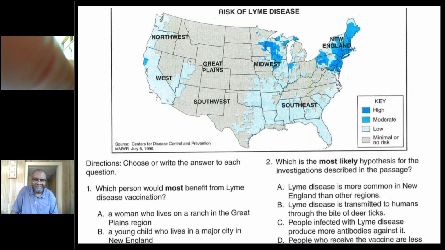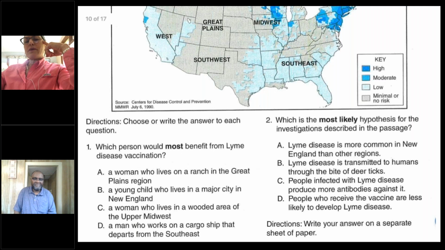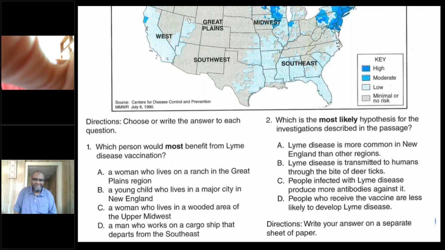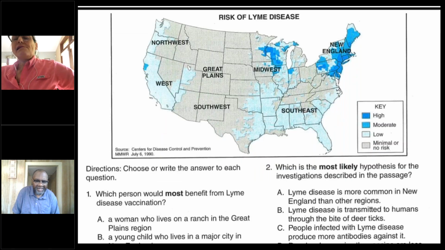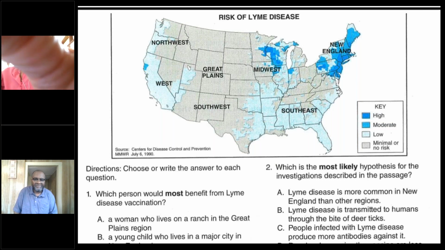So now I'm going to read the question, and then I'll show you the map again. Which person would most benefit from Lyme disease vaccination? A, a woman who lives on a ranch in the Great Plains. Let's look at that. You see the Great Plains area? And what kind of risk level do they have? They have a low risk area. So would she benefit from a Lyme disease vaccine the most of any of these areas? No. So A is not correct.